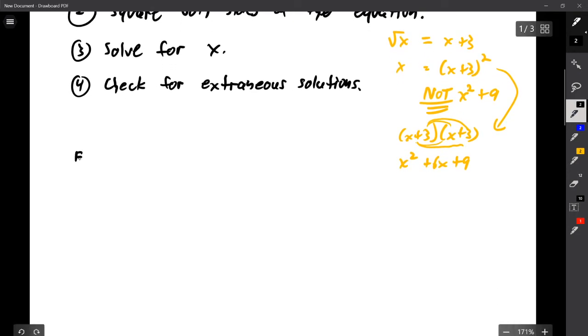So, first one, solve. And we want to solve this. Square root of 7x plus 2, plus 3 equals 7.